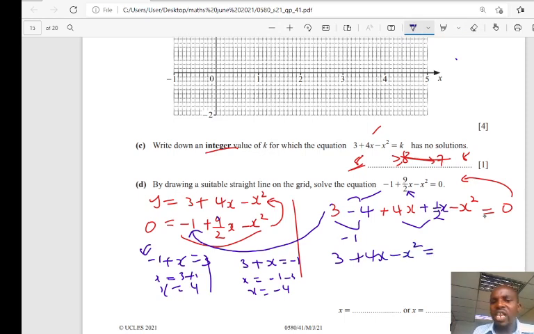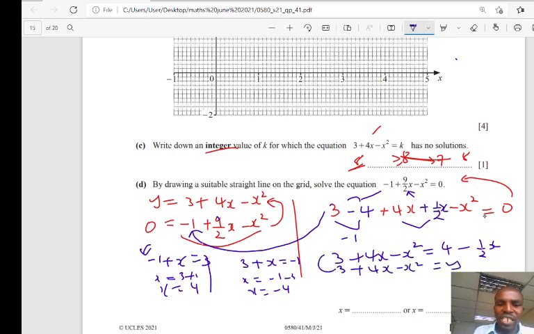Put everything on the left side. There will be this 4. I will put it on the left. It will be 4. Then this half will be minus half x. So in this case, I have successfully made my equation the same as the original equation of the curve. The original equation was 3 plus 4x minus x squared is equal to y.